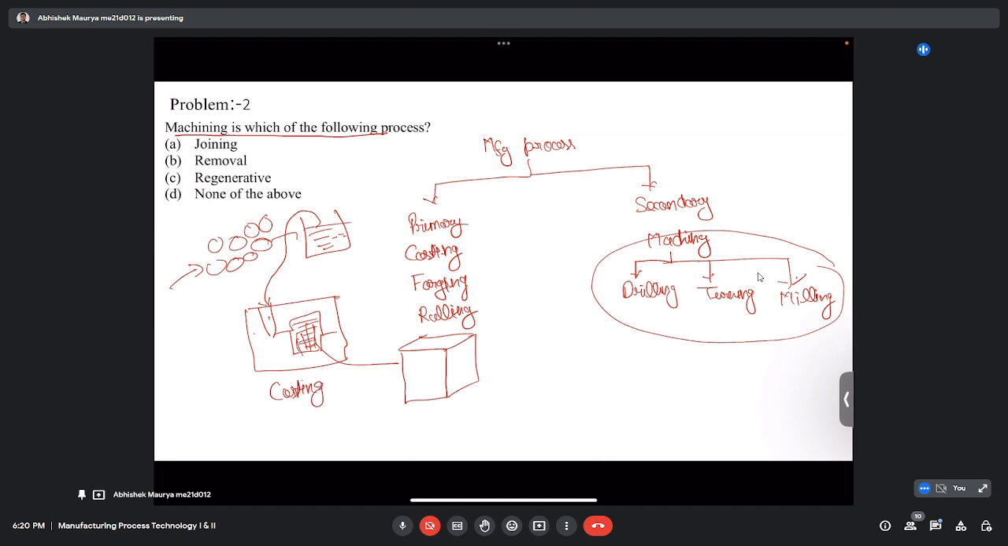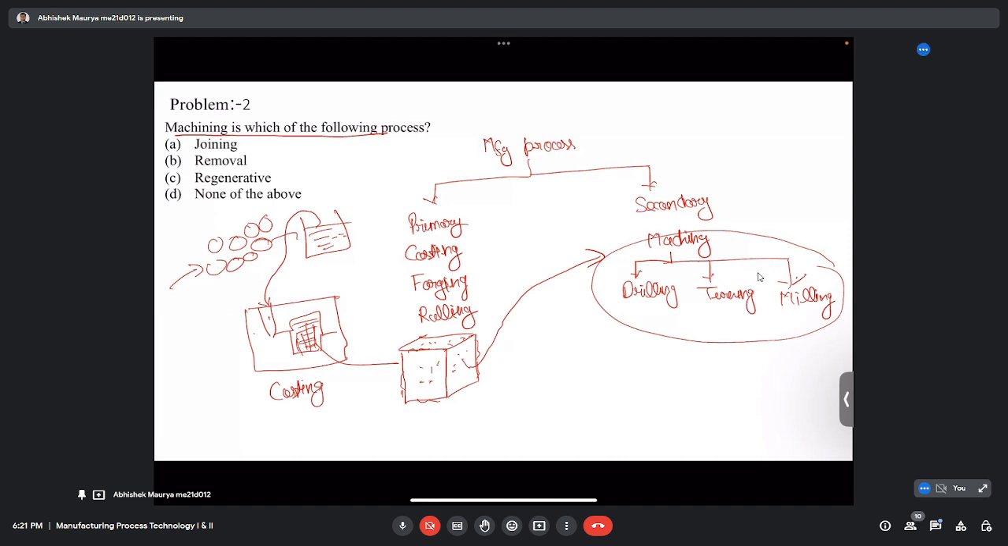But when you see the casting product, their surface as well as their dimensions are not very accurate. So you can find some surface roughness or some projections. So we cannot use the casting product directly. So what we have to do, this component will go for the machine.